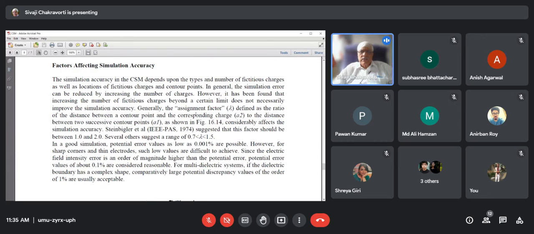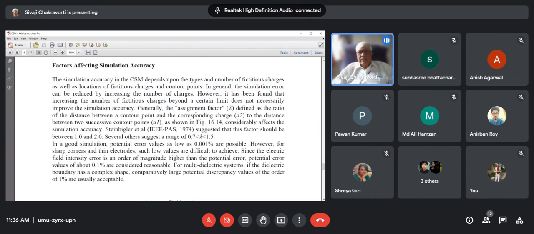Two factors quite obviously affect it. One is the type of the fictitious charges that we have used, and secondly, the number of fictitious charges. Typically, if you increase the number of fictitious charges, the error will go down. But it will not go down infinitely. That means it will not become zero. There is always a saturation level. If you increase the charges from 100 to 200, 200 to 2000, you will see that after a certain limit, the error becomes almost constant.